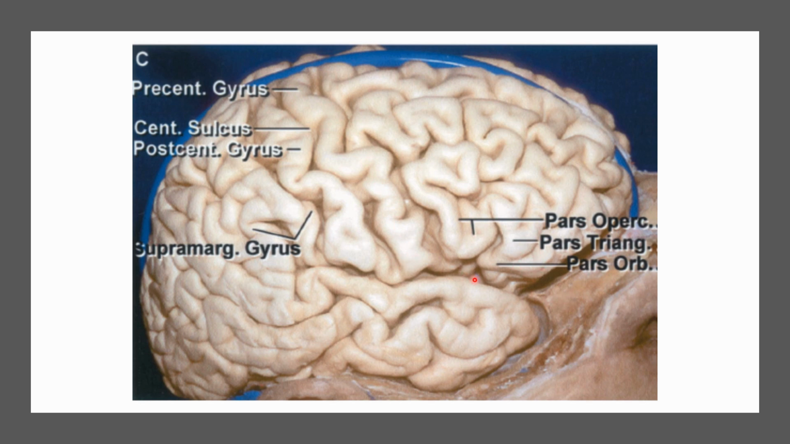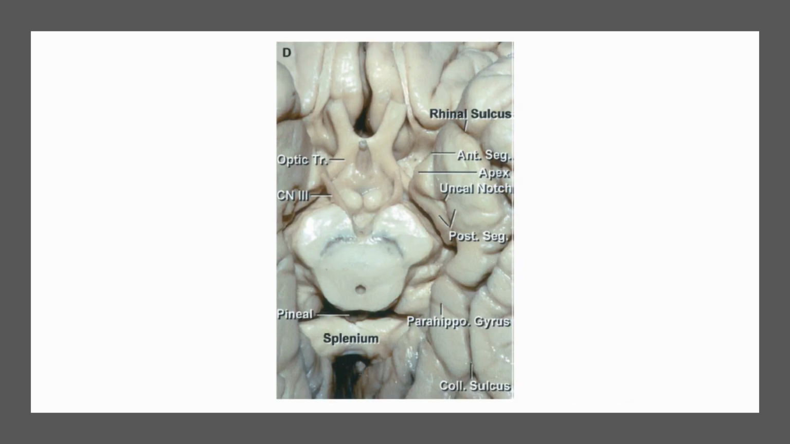In the inferior surface of the frontal lobe we have the pars opercularis, triangularis, and pars orbitalis. In the dominant hemisphere, these are part of the speech area.